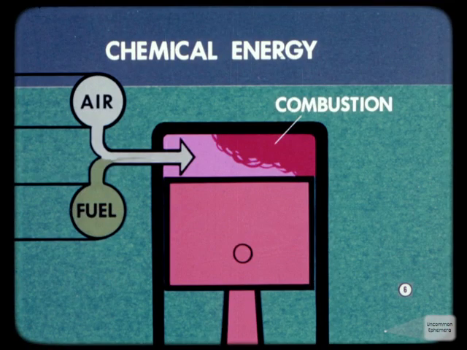Frame 6. Air, fuel, and combustion are the three basic ingredients needed to produce chemical energy in the engine. Air is needed to combine with the fuel to give it oxygen for fast burning. Also, air has two other properties that affect the operation of the engine.